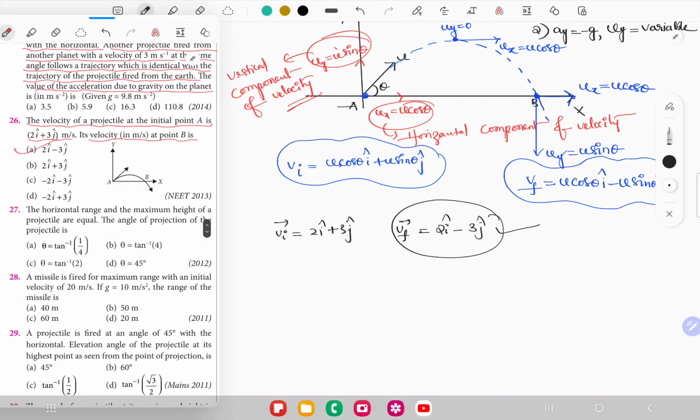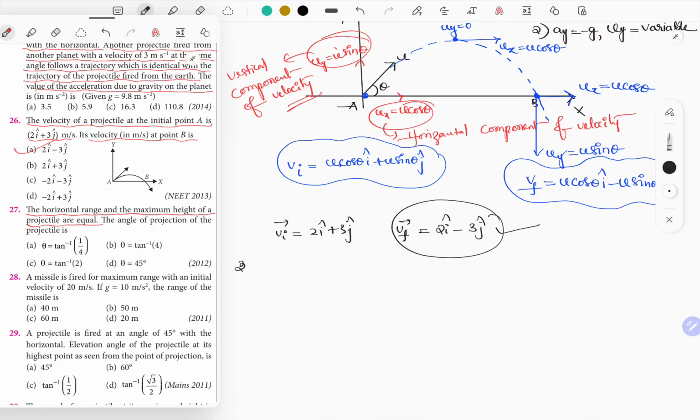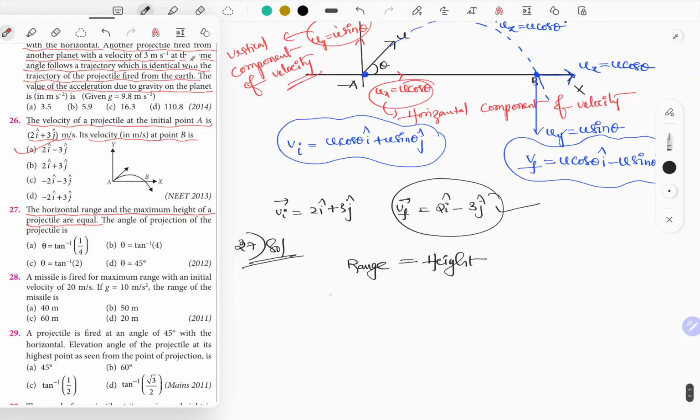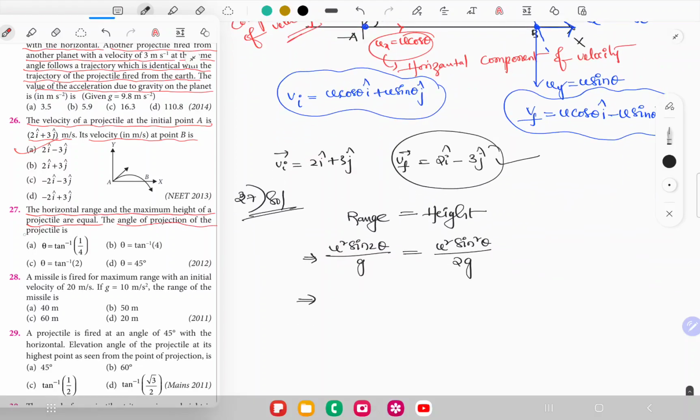Let's see question number 27. In this question they said the horizontal range and maximum height of a projectile are equal. Horizontal range and maximum height both are the same in a projectile. So the range formula is u square sine 2 theta by g. The height formula is u square sine square theta by 2g. They said both are equal. Then what should I find out? The angle of projection of the particle.